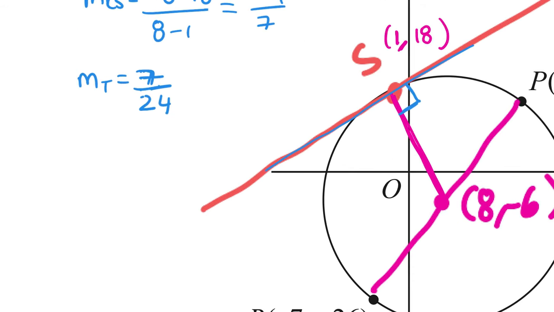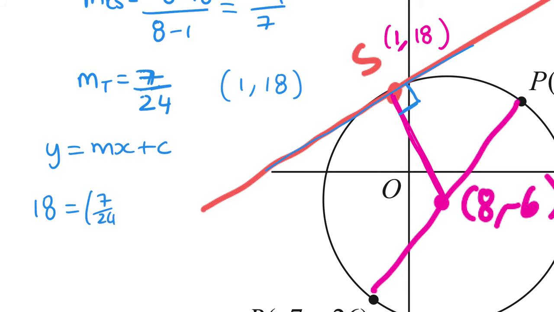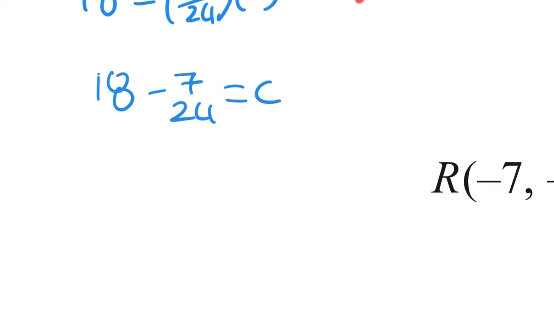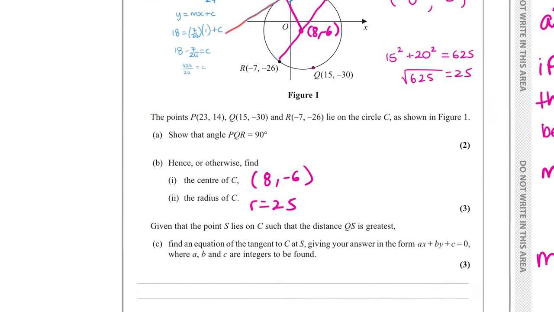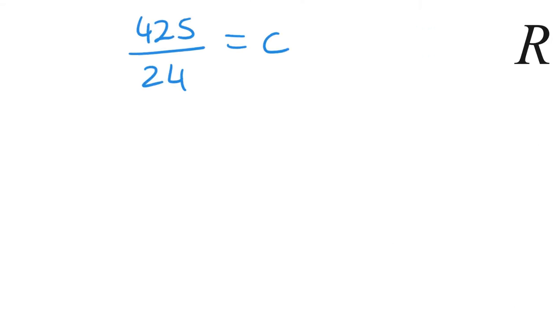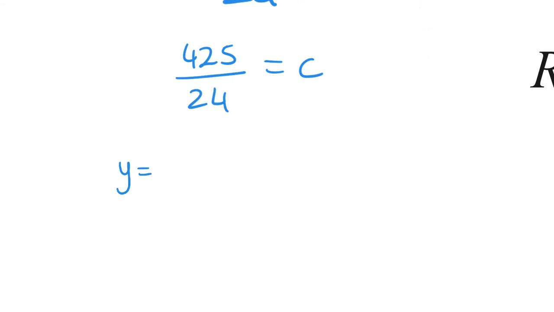So now I have a gradient, and I have my point S. I'm going to use y equals mx plus c. So I'm going to have 18 equals 7 over 24 lots of x plus c. So 18 minus 7 over 24 equals c. What does that give me? 425 over 24 equals c. But it wants it in the form ax plus by plus c. So now I get y equals 7 over 24 x plus 425 over 24.